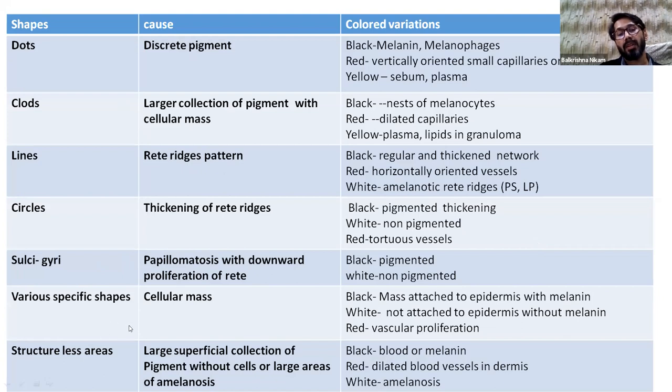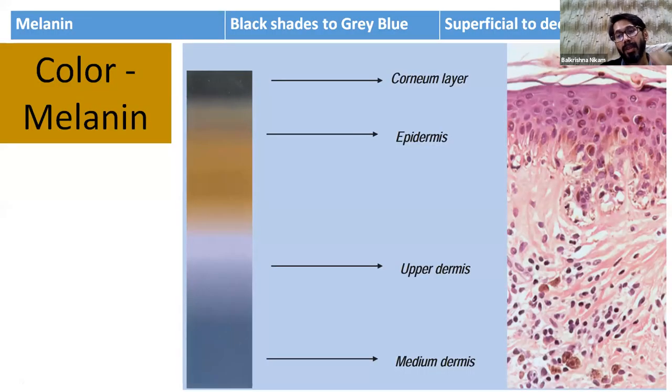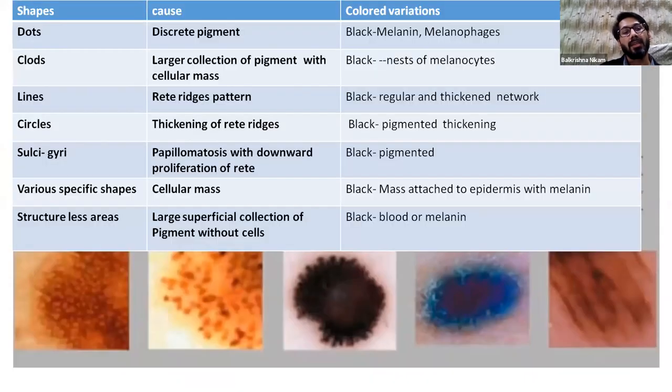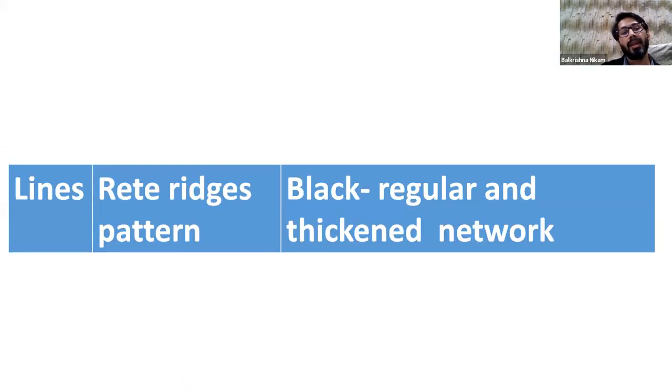Various specific shapes are there, and they are related to the various cellular mass present in the dermis or close to the epithelium. And structureless areas are largely due to superficial collection of pigment without cells or large areas of hypermelanosis. So this has already been explained by Keshav sir. So depending on the melanin position from the epidermis to the dermis, the color varies. And these are the different colors and the different shapes formed by melanin. So we are talking about color, melanin and the lines.